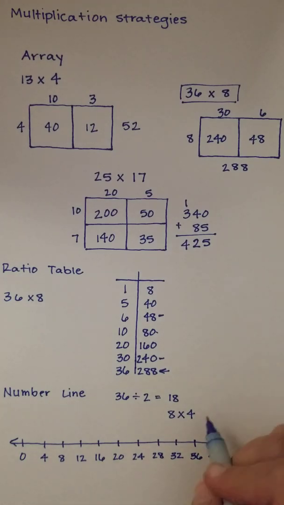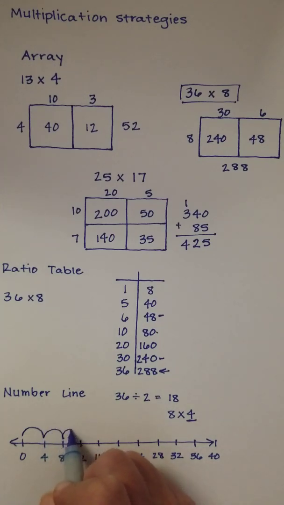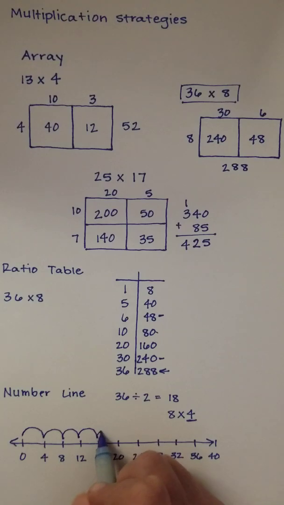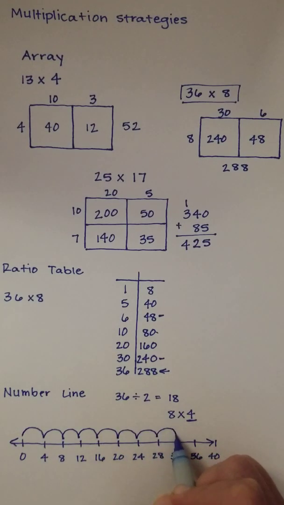I counted by 4s. I've done this. So now all I do is jump 8 times. So I start at my 0. The reason why it's so important to start with the 0 is because that's your first jump, and you just count 8. 1, 2, 3, 4, 5, 6, 7, 8. That's my answer.